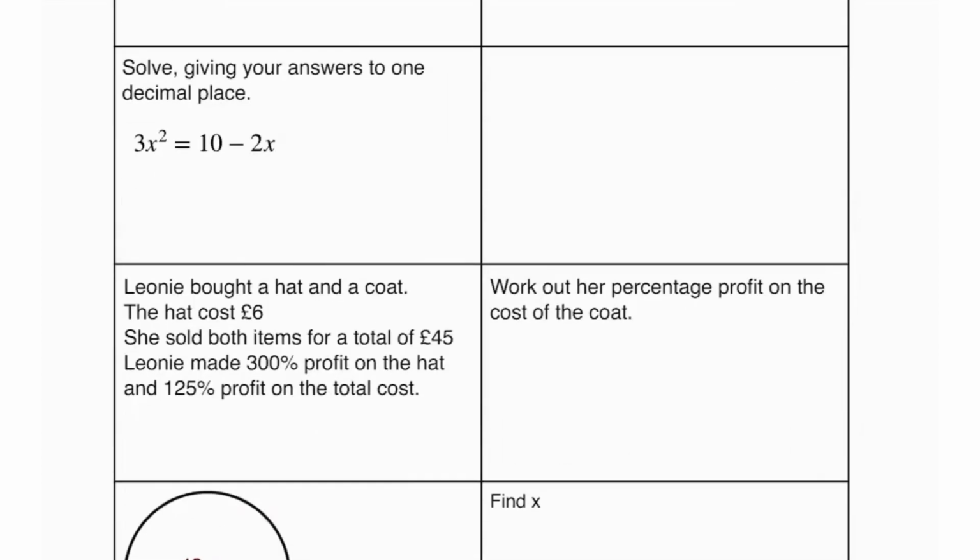Next question says solve giving your answer to one decimal place. Since it already says that we have to give our answers in decimal, we will use the quadratic formula. Now the quadratic formula is x equals negative b plus minus square root of b squared minus 4ac, over 2a. Whenever your answers are going to come out in decimals, you will use the quadratic formula to solve the quadratic equation. So let's rearrange the equation and bring everything on one side. So we'll have 3x² + 2x - 10 = 0.